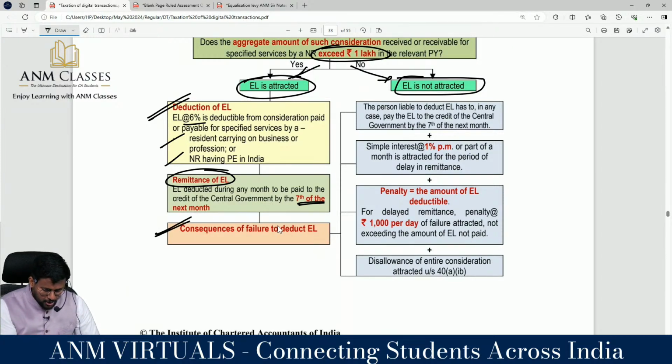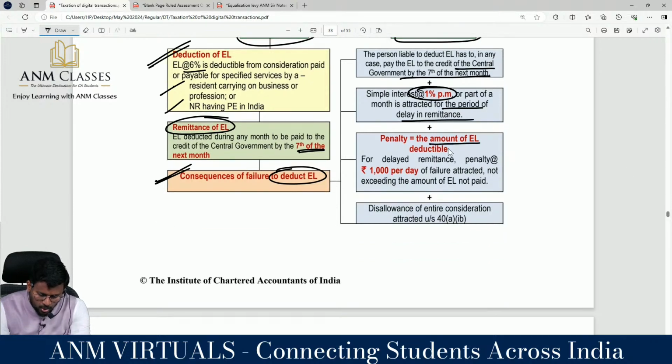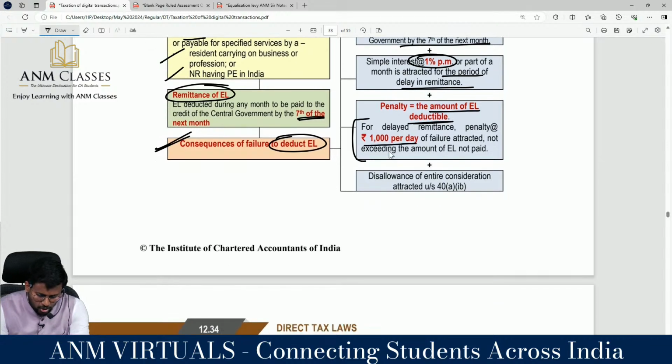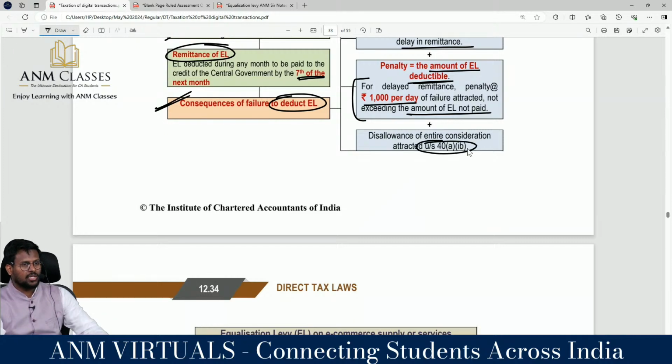And consequences of failure to deduct equalization levy: the first consequence, the person liable to deduct equalization levy has in any case to pay the equalization levy to the credit of the Central Government by 7th of the next month, whether you have deducted or not. Correct? Simple interest at the prescribed rate per month or part of a month is attracted for the period of delay in remittance. Penalty is equal to the amount of equalization levy deductible. For delayed remittance, penalty at the prescribed rate per day of failure is attracted, not exceeding the amount of equalization levy. Disallowance of the entire consideration is attracted under 40A subsection 1B.